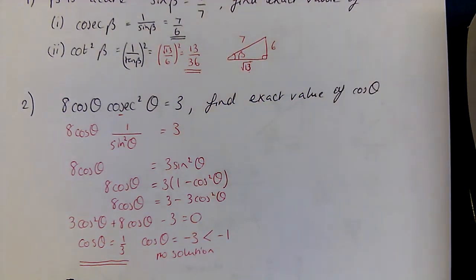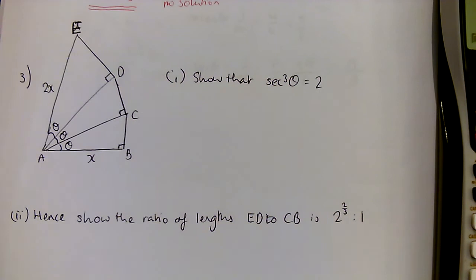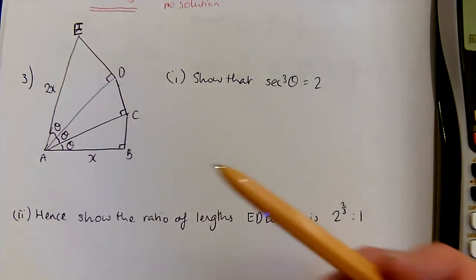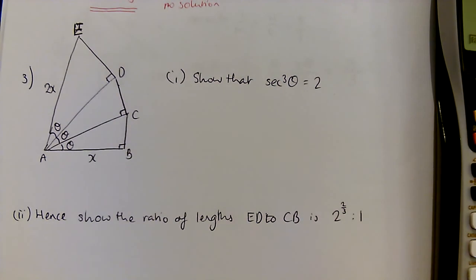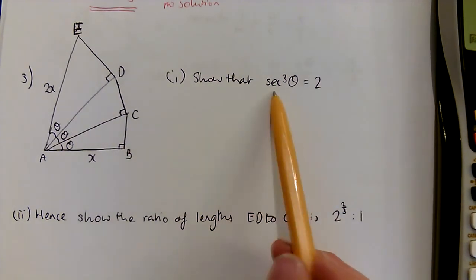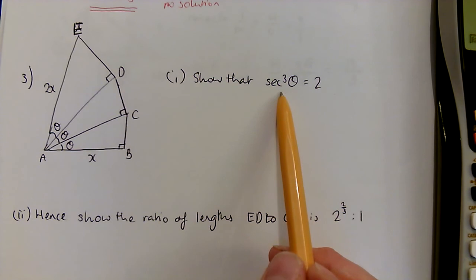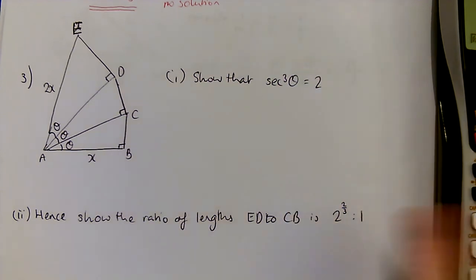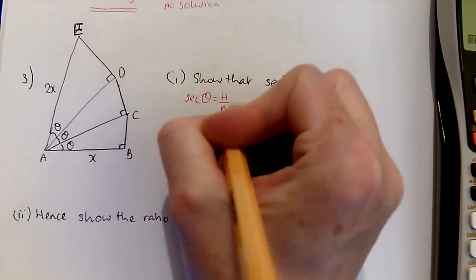Let's look at the last question of the exam questions. So we've got this fancy diagram made of similar triangles. The information written in the question basically tells us the same as the diagram. We've got to use it to help us show that sec cubed theta is equal to 2. Well, sec is 1 over cos, and cos is adjacent over hypotenuse, so I know that sec theta is hypotenuse over adjacent.